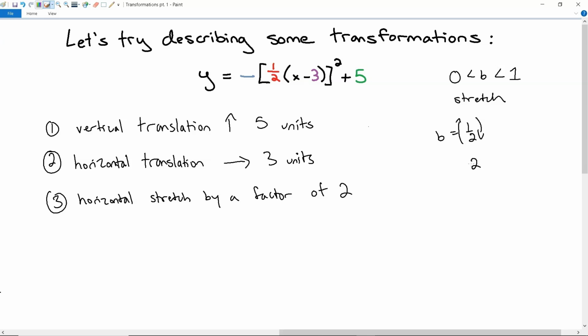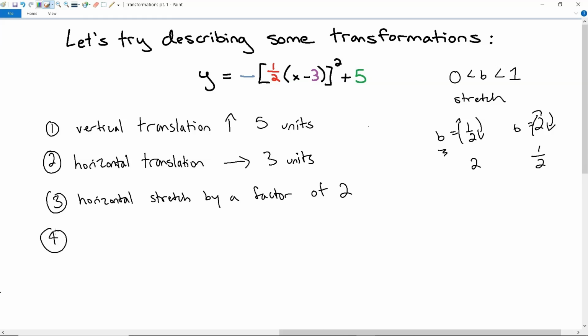And the same would go if we had a B value of 2, because when B is greater than 1, we actually have a compression, and it would be a compression by a factor of the reciprocal, which is 1/2. So just be careful when dealing with the B values.